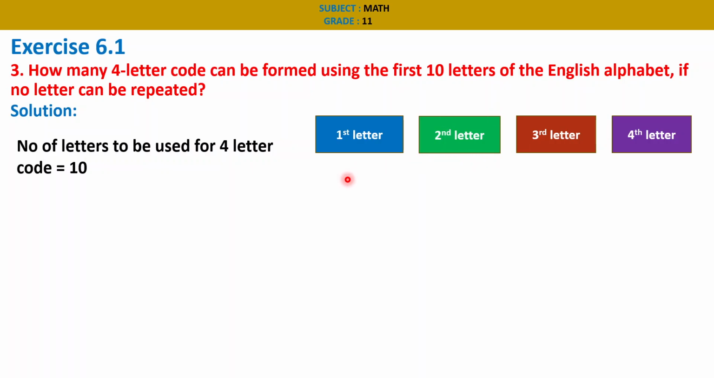For the first letter you can use 10 choices. As repetition is not allowed, for the second letter you can use 9 choices. The third letter will have 8 choices, and the fourth letter will have 7 choices. So you have to multiply 10 times 9 times 8 times 7.